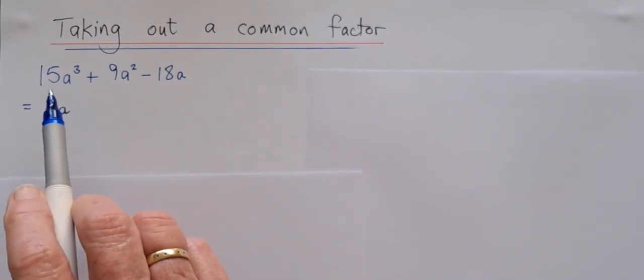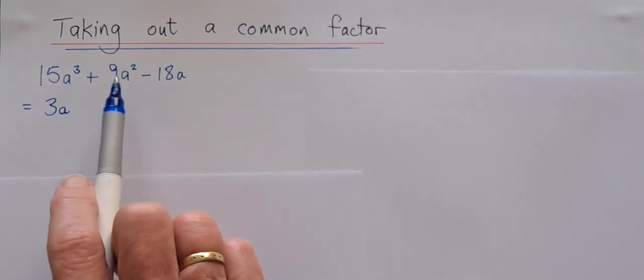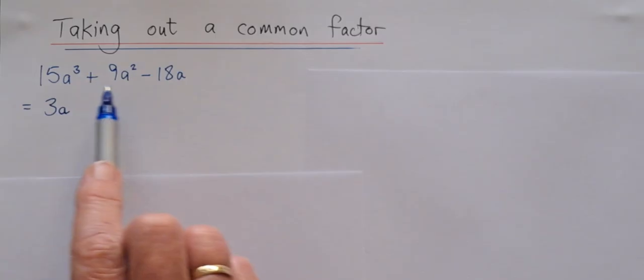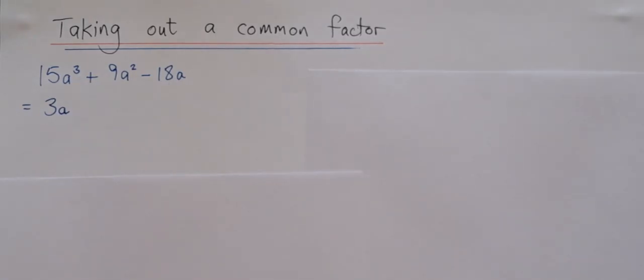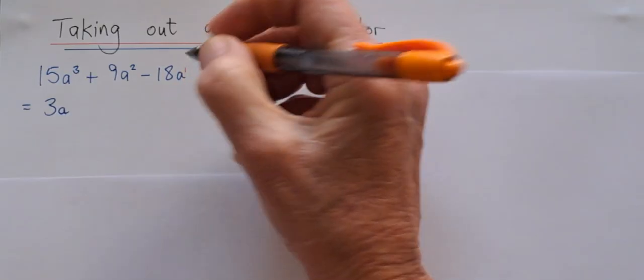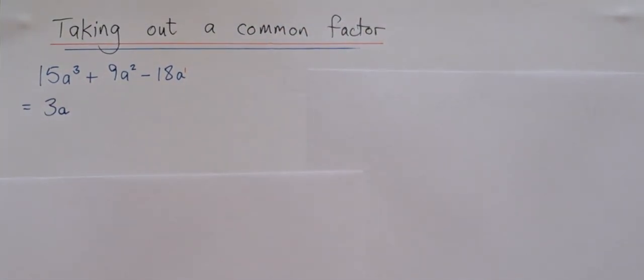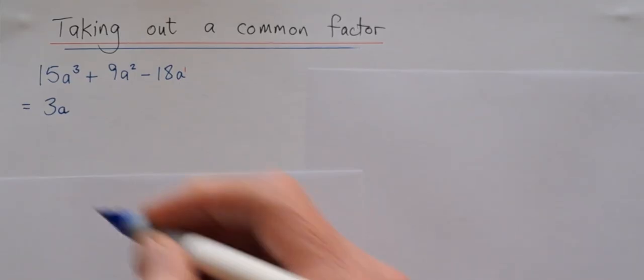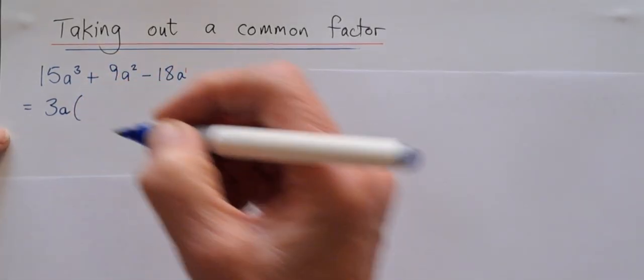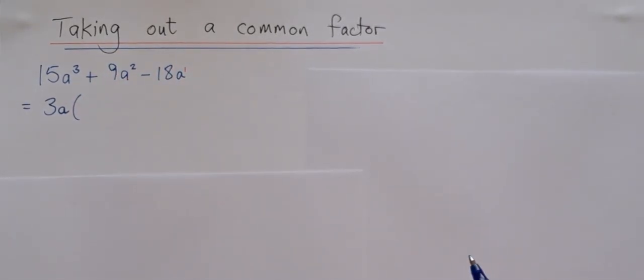So the trick with the variables, or anything with exponents attached to it, is to look for the one with the lowest exponent. So remember, a actually means a to the power of 1. So that's got a squared, a cubed, so I can only take out a to the power of 1. And then I'm going to open a bracket to show what's left after I've taken out the common factor.